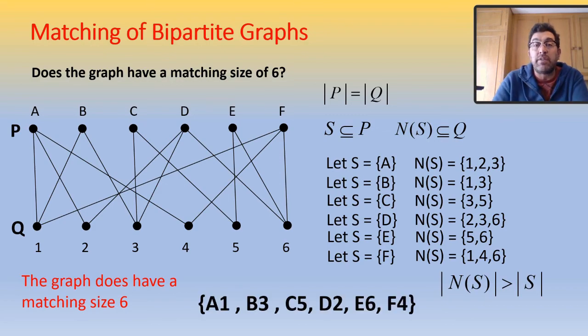Okay, so what are those sides? So let's pick them. A1, B3, C5. So that means I'm matching A with 1. I'm matching B with 3. Matching C with 5. Matching D with 2. Matching E with 6. And matching F with 4. I've used every vertex in the top set once, and every vertex in the bottom set has been used once and once only. Okay folks, that concludes our discussion of the matching in bipartite graphs.